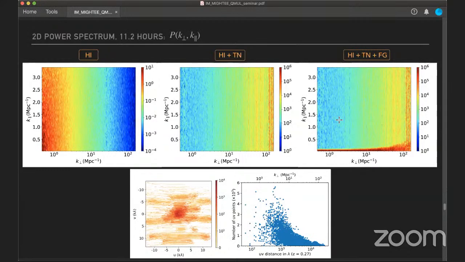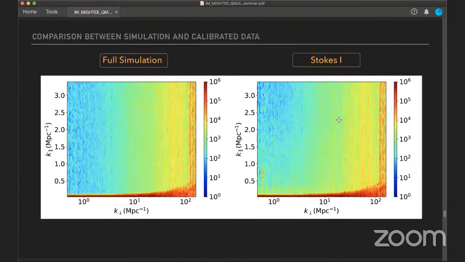So next we want to compare the simulation to the actual data. We also have access to the real data that we used for the imaging to make the foreground model. So we used the same calibrated data and ran it through the same pipeline to make the power spectrum. This is what we see. The plot on the left is already shown on the last slide. This is from our full simulation, and the plot on the right is from the actual calibrated data that we use for our imaging.